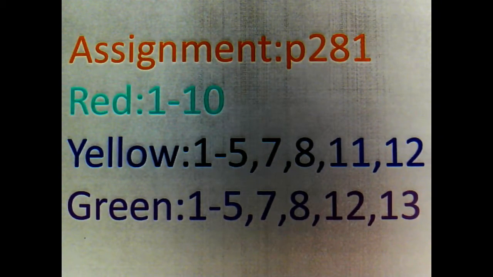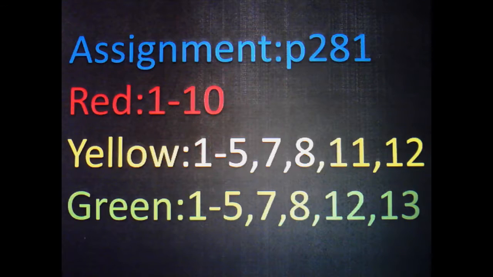Okay, so here is your assignment. We're on page 281. Red, yellow, green. If you understood everything, do the green. If you understood some parts, do the yellow. And if you were struggling today, do the red.